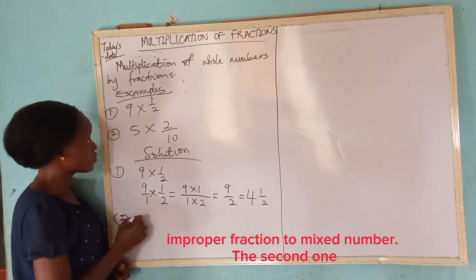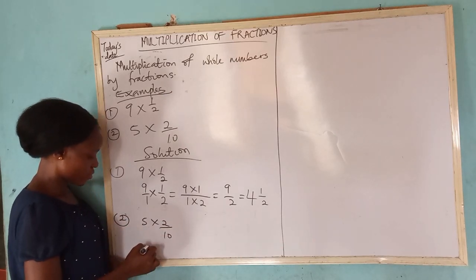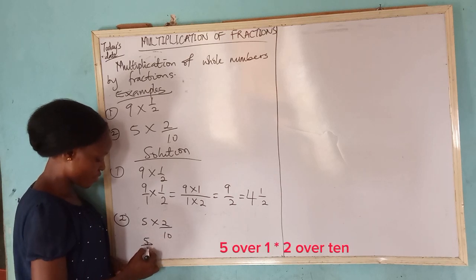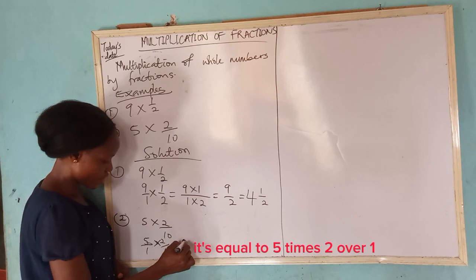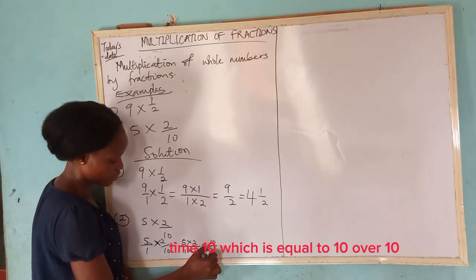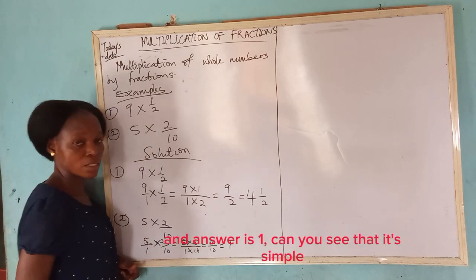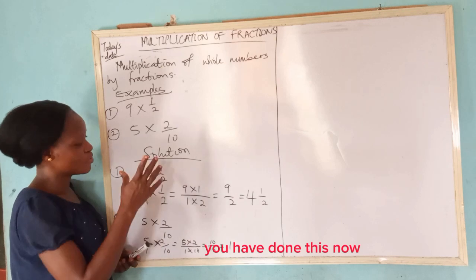The second one, 5 times 2 over 10. We can do it the same way. 5 over 1 times 2 over 10 is equal to 5 times 2 over 1 times 10, which is equal to 10 over 10. And the answer is 1. Can you see that it's simple? Okay, we've done this now.